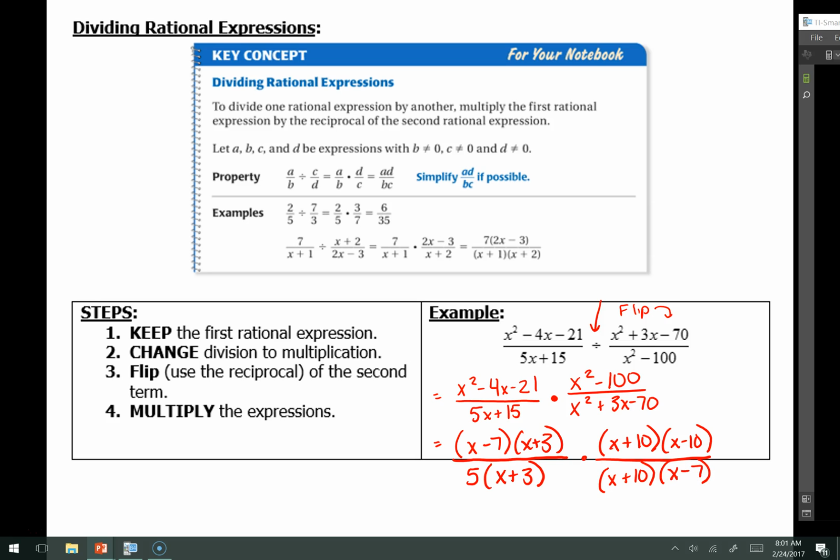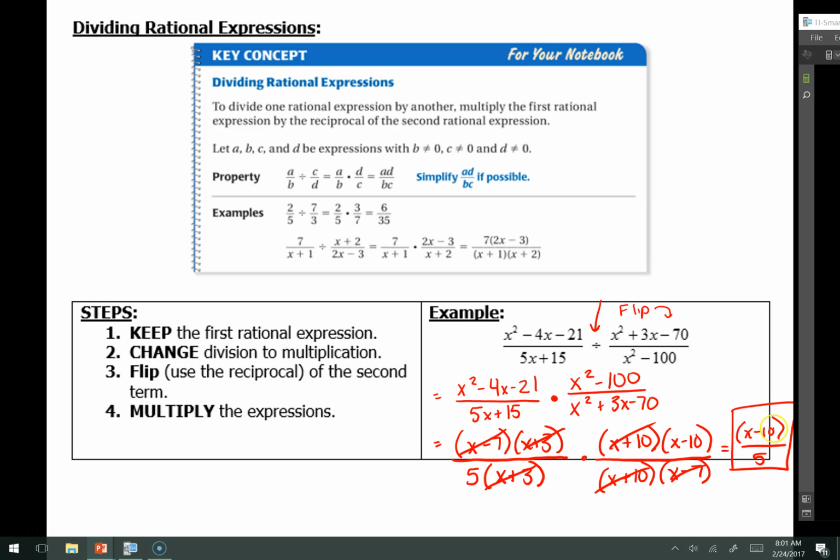All right, so let's look and see what divides out. We have x minus 7 in both sides. We have x plus 3 that divides out. x plus 10 divides out, and that leaves us then with x minus 10 divided by 5.